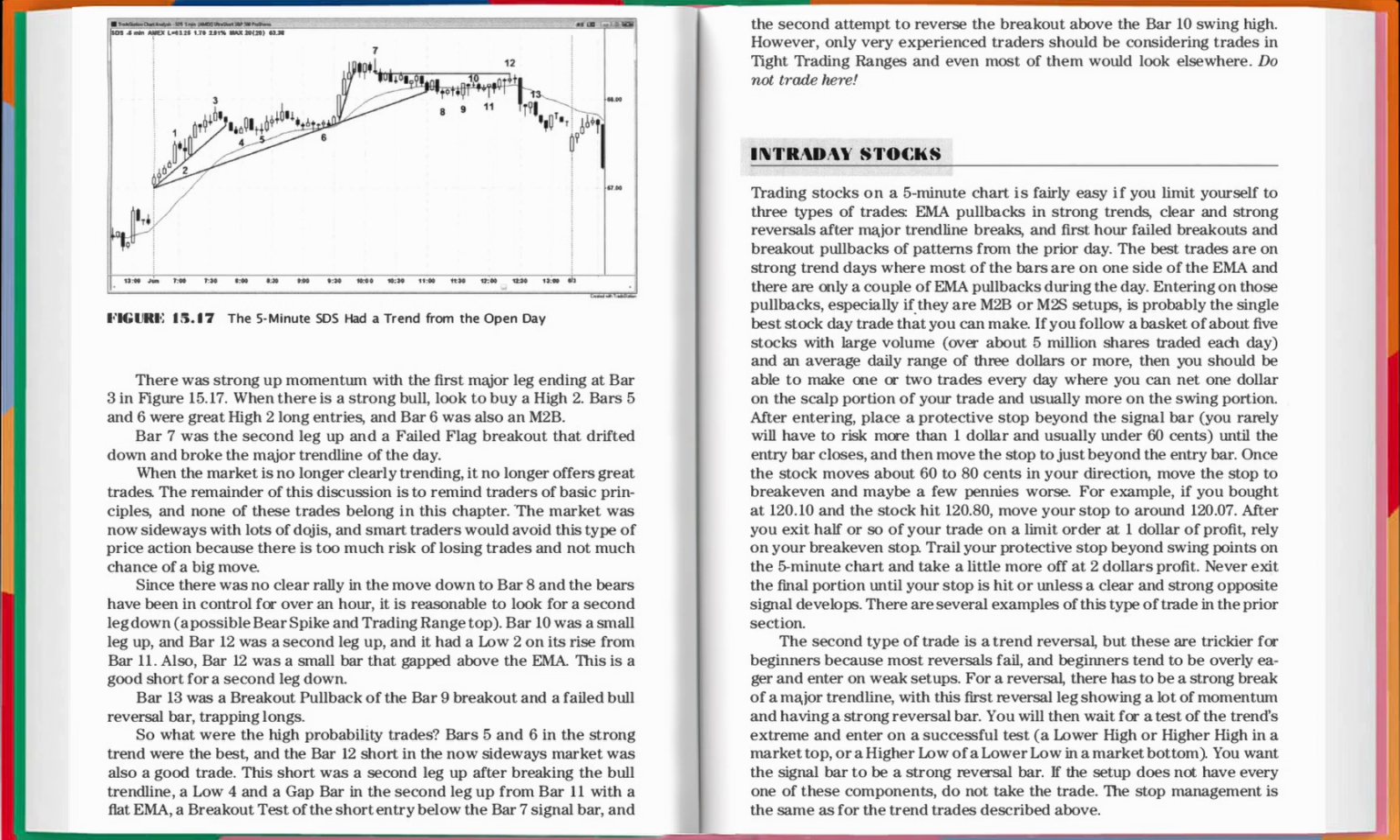The best trades are on strong trend days where most of the bars are on one side of the EMA, and there are only a couple of EMA pullbacks during the day. Entering on those pullbacks, especially if they are M2B or M2S setups, is probably the single best stock day trade that you can make. If you follow a basket of about 5 stocks with large volume, over about 5 million shares traded each day, and an average daily range of $3 or more, then you should be able to make 1 or 2 trades every day where you can net $1 on the scalp portion of your trade, and usually more on the swing portion.